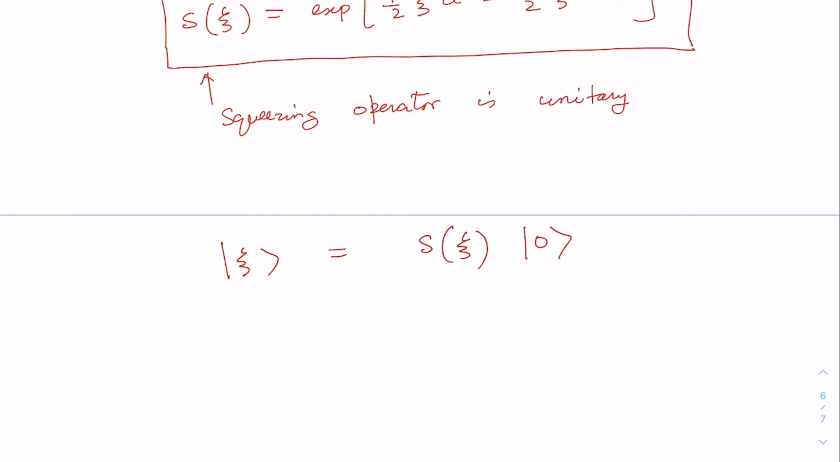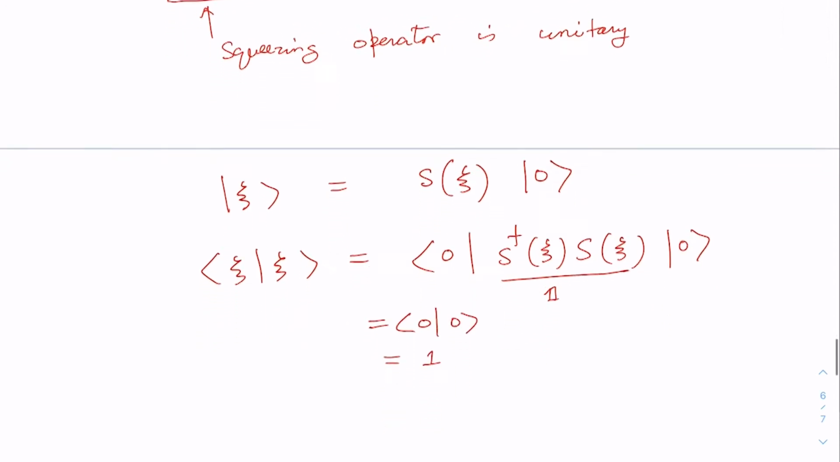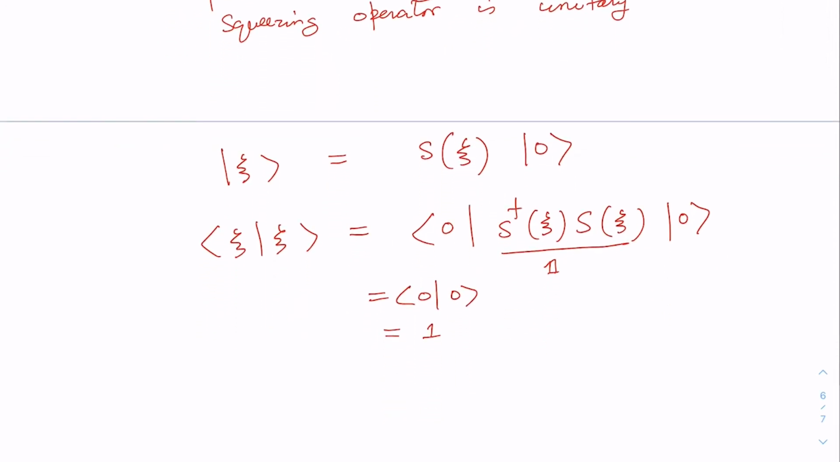Also, you can see that the squeezed state is normalized because of the fact that S is unitary. Because the vacuum state is normalized, and this is anyway the identity operator, the squeezed state is also normalized.